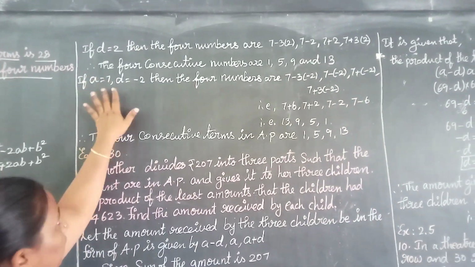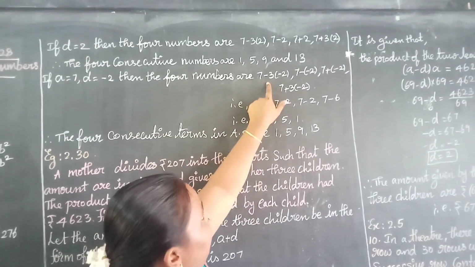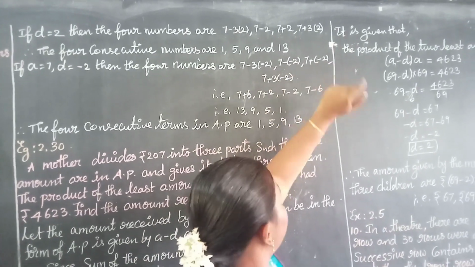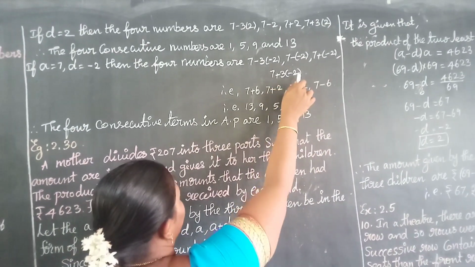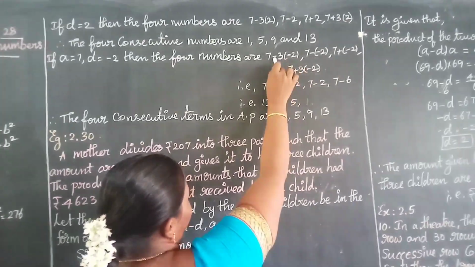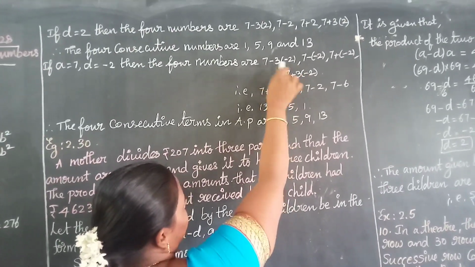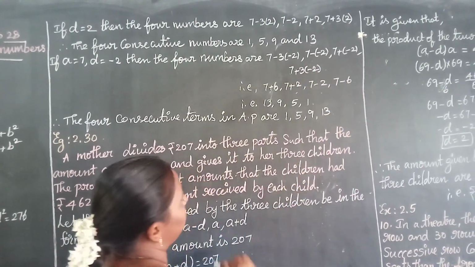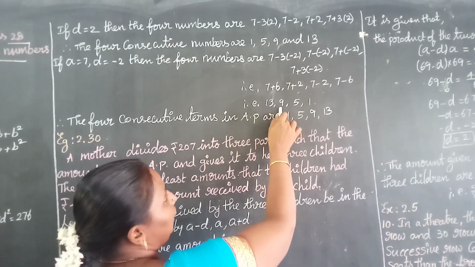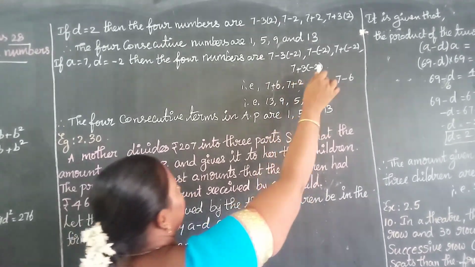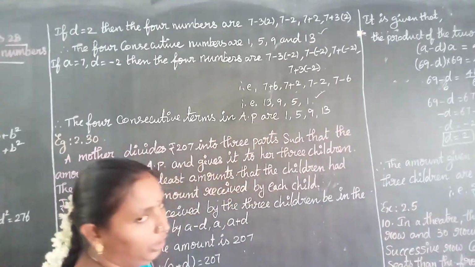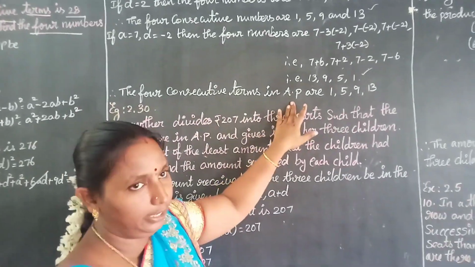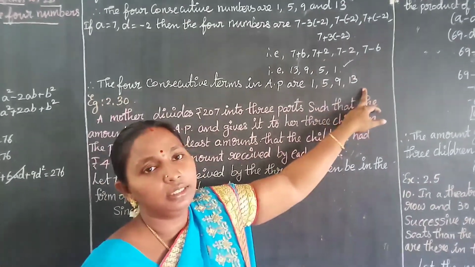Okay, so next we are going to substitute d value minus 2. So a is 7 only. If you substitute, you get 7 minus 3 into minus 2, 7 minus of minus 2, 7 plus into minus 2, 7 plus 3 into minus 2. We'll get plus: minus into minus gives plus, 3 twos are 6. So 7 plus 6, 7 plus 2, 7 minus 2, 7 minus 6. So we'll get the numbers as 13, 9, 5, 1. Observe these two: only the order changed, but the numbers are the same. So you can write the 4 consecutive terms in AP are 1, 5, 9 and 13.